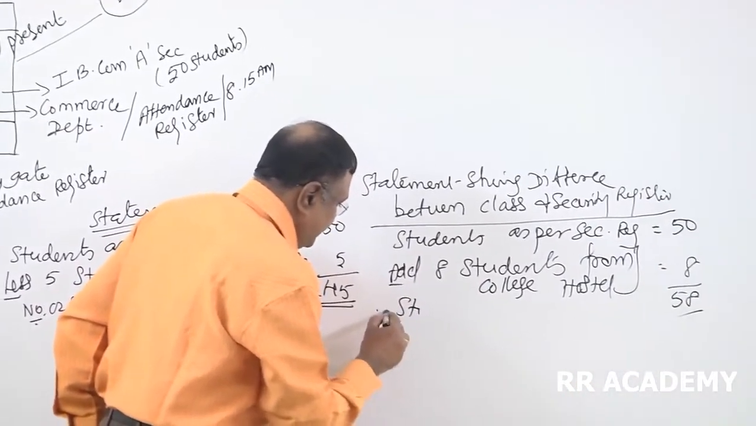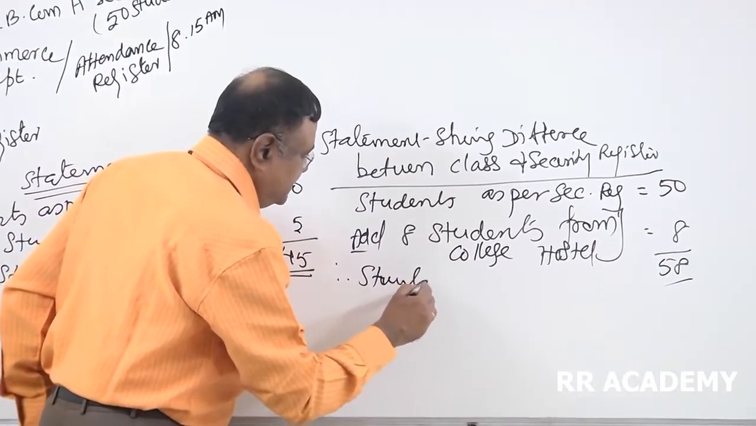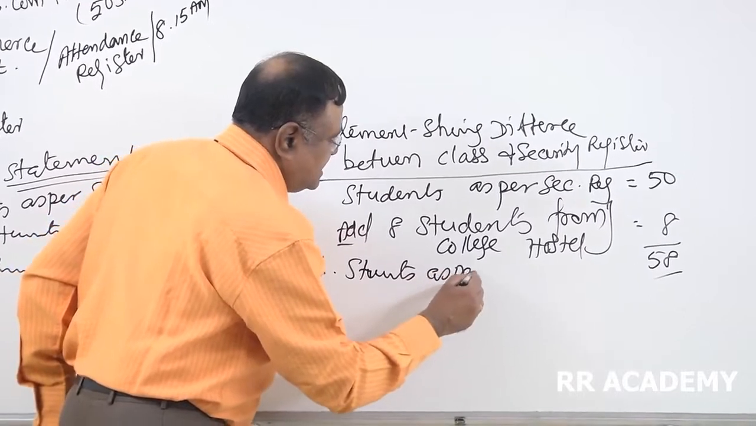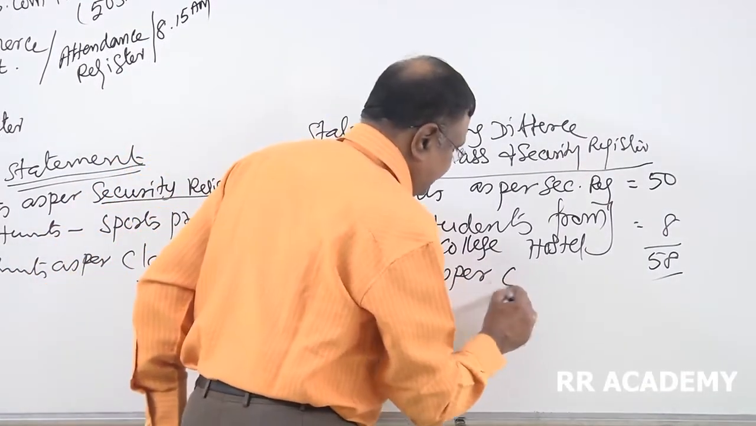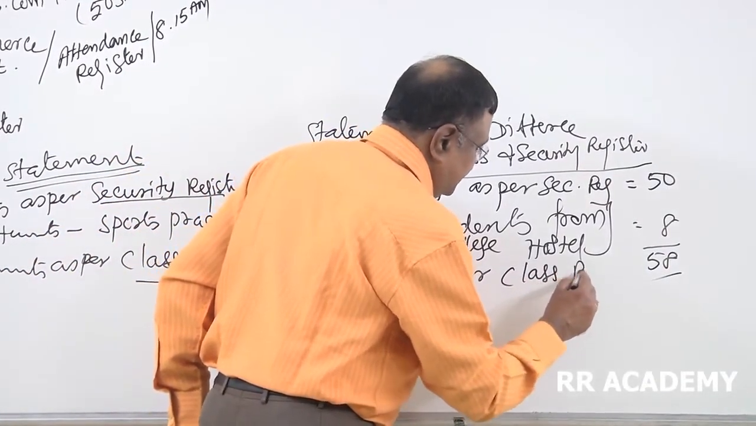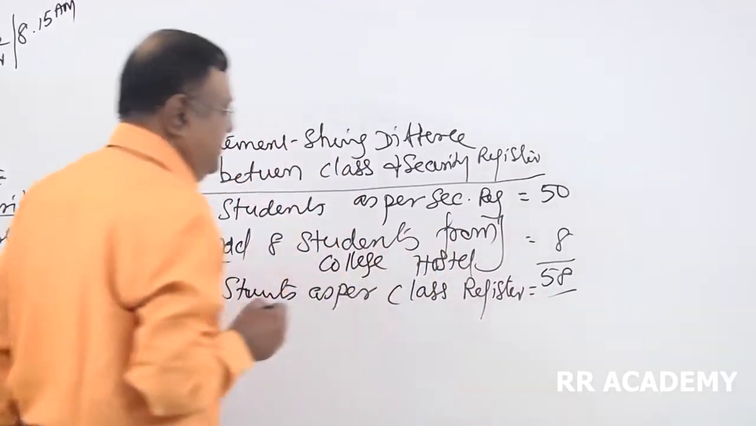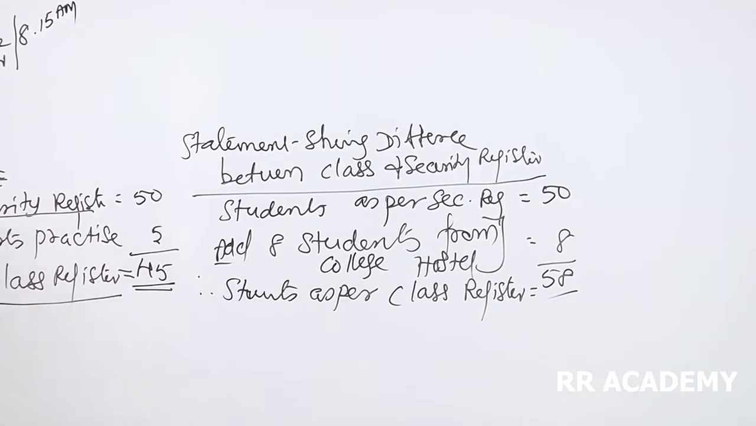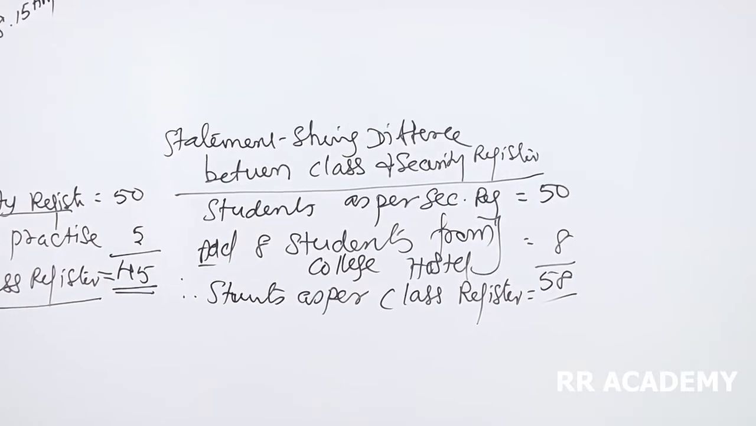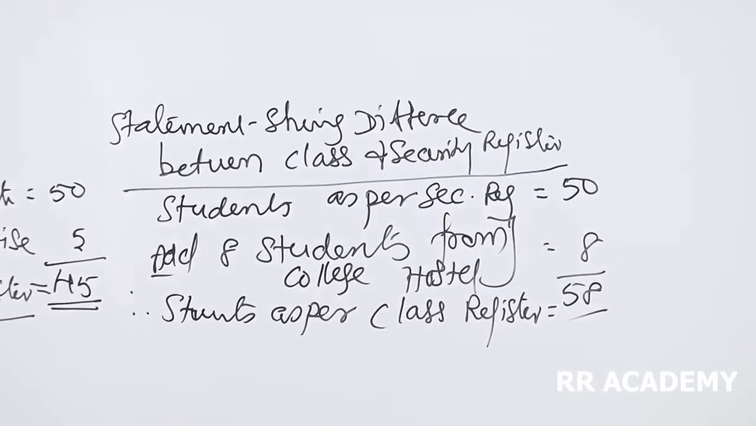Therefore, students as per the class register, 58 are fine. The HOD is satisfied. The Principal is satisfied. Oh, fine.